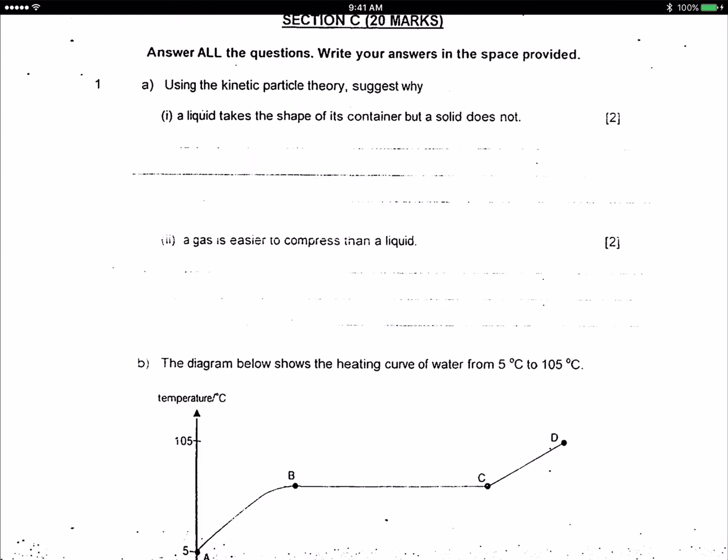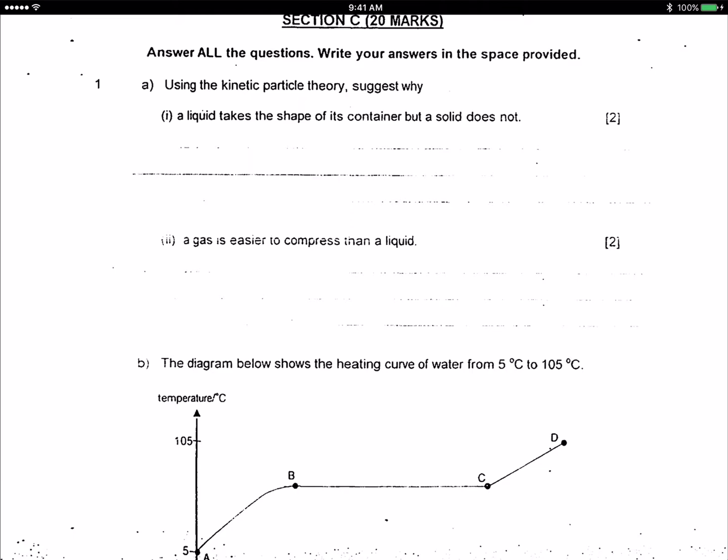Okay, so who learned kinetic particle theory? Who learned? No? No? Are you awake? Are you still sleeping? Have you had lunch? No? No food? Okay. Oh, you haven't learned, right? Kinetic particle theory.